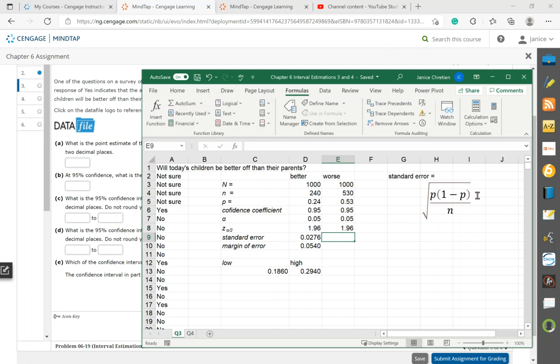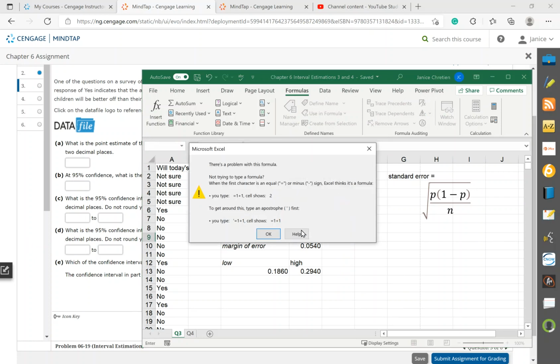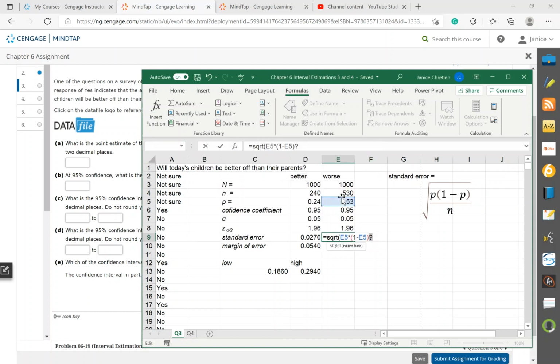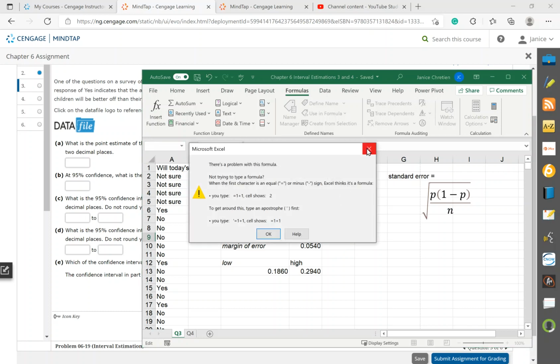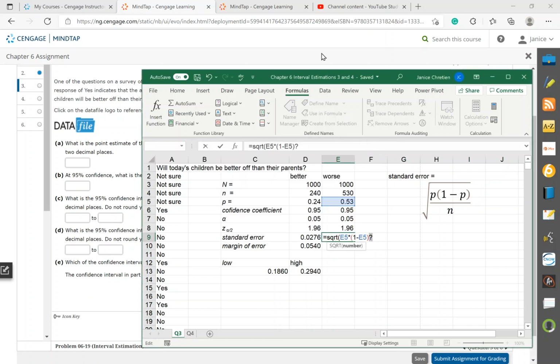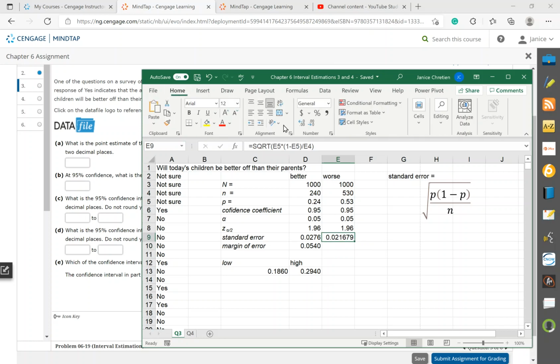Now I can plug in my formula, equals square root of P times 1 minus P divided by N. No, we don't need your help. We just need to click the right cell. Oh, I see why. Divided by. I had my shifter on, huh? And there's that answer to 4 decimal places.